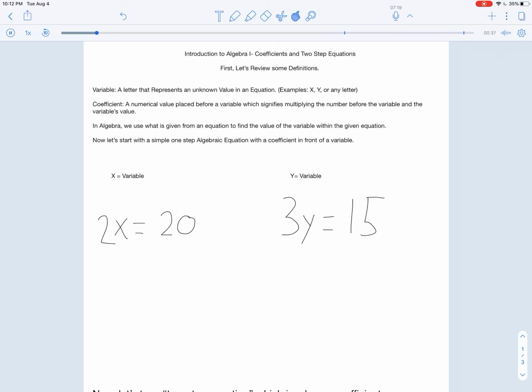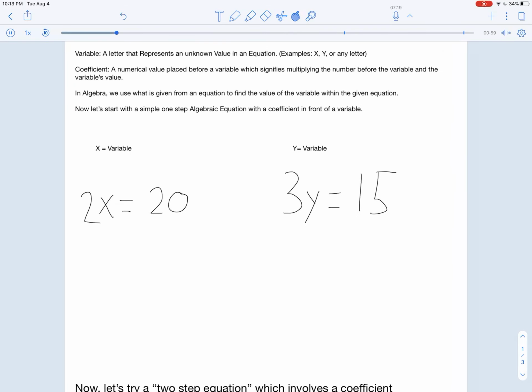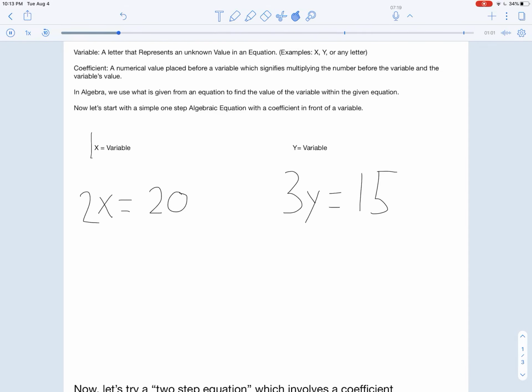Now, in algebra, we use what is given from an equation to find the value of the variable within the given equation. Now, let's start with a simple one-step algebraic equation with a coefficient in front of the variable. All right, let's look at the first one. So our first one, we have 2x is equal to 20. Now, right here, we have noted that x is our variable.